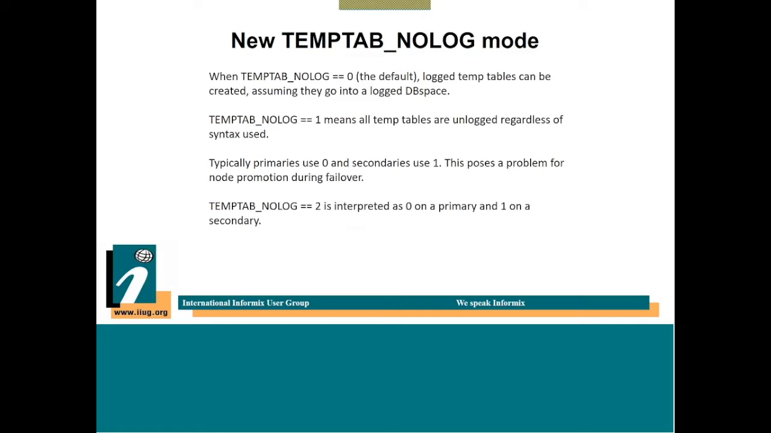So typical configuration is TEMPTAB_NOLOG is 0 on a primary, it's 1 on a secondary. But then if you promote the secondary because you've got some kind of a failover, then your applications may start failing unless you change that configuration quickly. So now if you set TEMPTAB_NOLOG to 2 on both the primary and the secondary, then you're covered. That's the equivalent of always being 0 on a primary and always being 1 on a secondary. And so there's no need to change that configuration parameter if you get a failover.